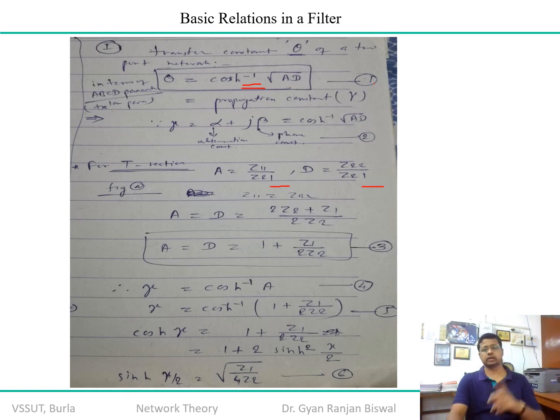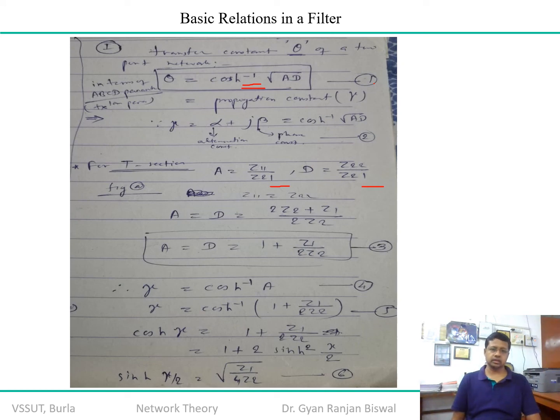From two-port analysis, A is equal to Z11 by Z21, whereas D is equal to Z22 by Z21. Therefore A is equal to D. If A is equal to D, that means it is symmetric in nature, symmetric in circuit, because Z11 is equal to Z22. By substituting the values of A and D in terms of Z1 and Z2, the series arm impedance of the network and the shunt impedance of the filter, you should get (2Z2 + Z1) upon 2Z2, or in other words, 1 plus Z1 upon 2Z2.